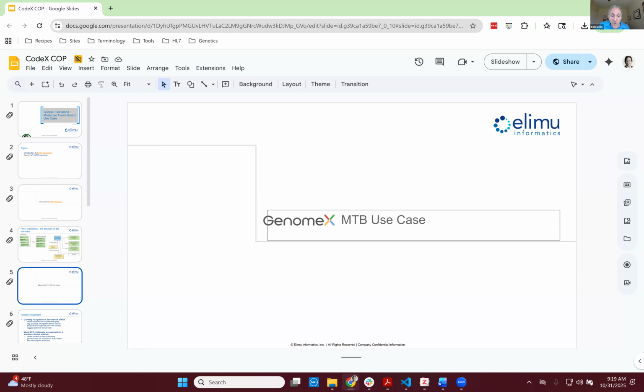So the molecular tumor board use case right now is in planning phase. We're hardening our roadmap. We're hardening our project plan. We'll go back to the CodeX steering committee. We're anticipating to go back to the CodeX steering committee in January with our planning phase, our project plan, and propose that we enter into execution phase.